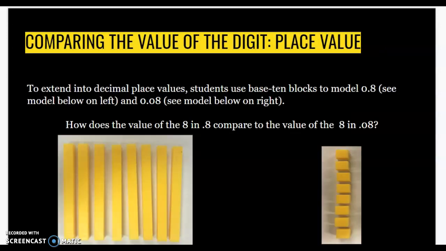Let's compare the value of the digit using place values. Again, we want to extend our learning now into decimals. Students are going to use the base 10 model blocks to represent 0.8. See the model on the left below. And 0.08 with the model on the right below. How does the value of the 8 in 0.8 compare to the value of the 8 in 0.08? Pause the video to see if you get the same comparison that Ms. Evans gets.